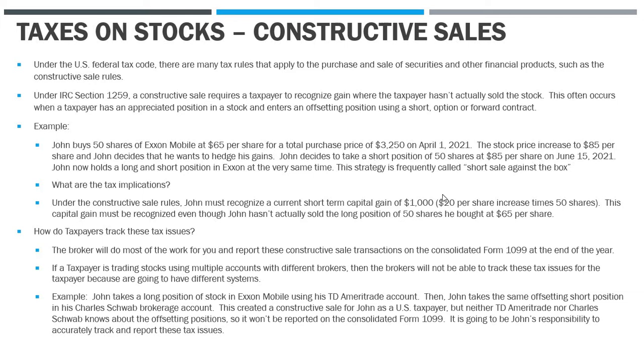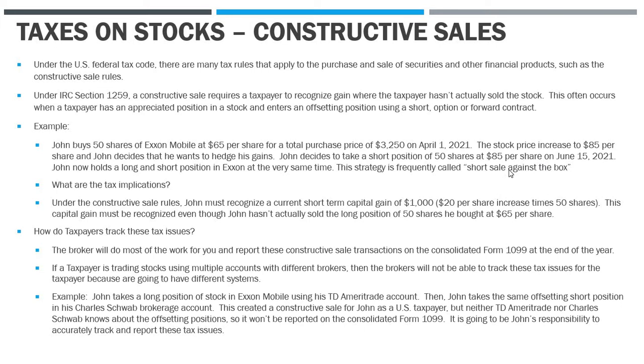He hasn't actually sold anything yet, right? So this first position, 50 shares long at 65, he hasn't sold it. He still has it. This strategy is frequently called shorting against the box, right? So what are the tax implications here? This is where the constructive sales rules step in. So under these rules, John has to recognize a short-term capital gain of $1,000, $20 per share increase times the 50 shares on the original position. The capital gain has to be recognized even though he didn't actually sell it because he entered this short position, right? So that's the constructive sale.